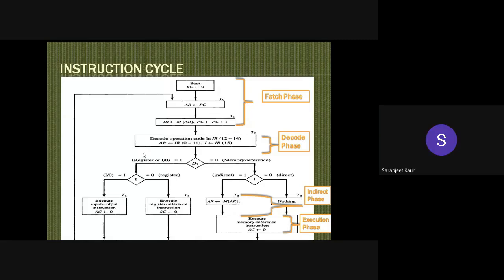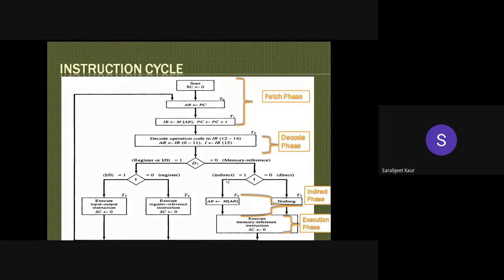Now, ma'am, what happens when D7 is not 1? That means it may be a memory reference instruction. Now, this memory reference instruction may be direct or indirect. Who will tell me? Again, the flip-flop I will tell me. So, if the flip-flop I has 0, then this is a direct memory reference instruction. If it is a 1, then this is an indirect memory reference instruction.